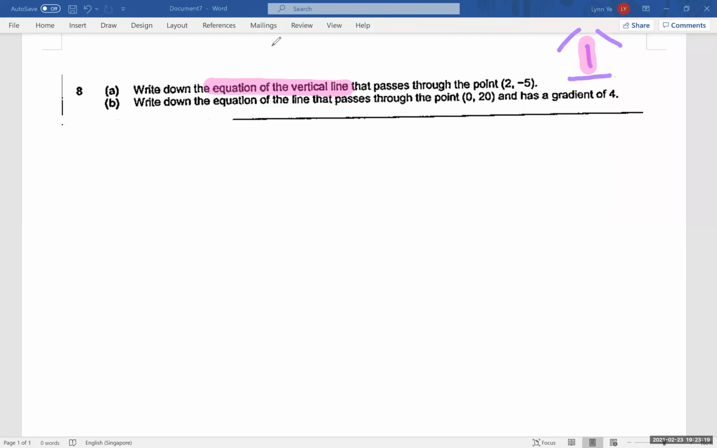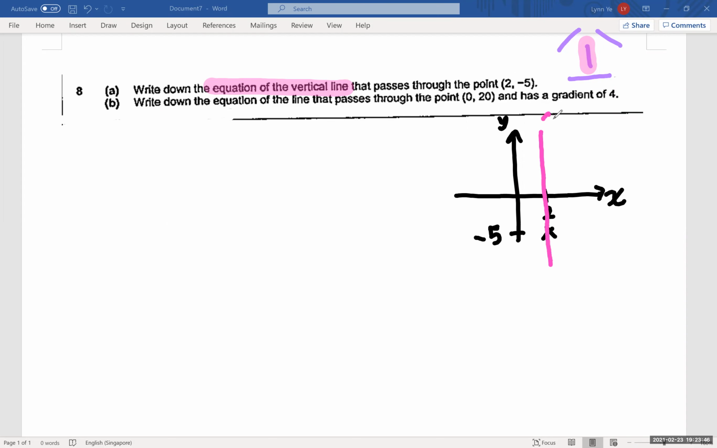So let's start plotting. Because they say it's (-2, -5), that means x will be at -2 and y will be at a value of -5. So this is the point. If it's a vertical line, this is the line that is going to happen. And a vertical line means it's always parallel to the y-axis.